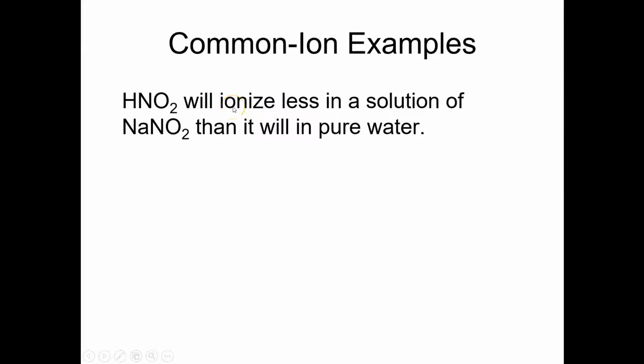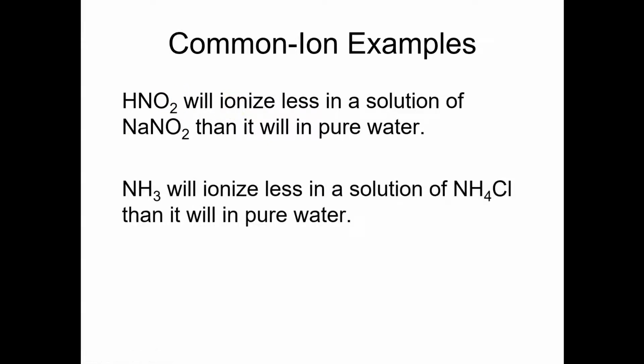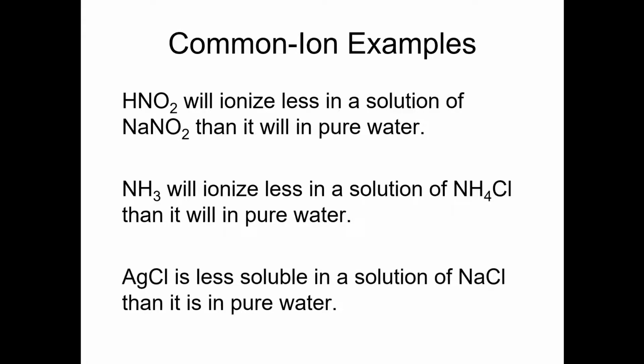Similarly, if I put ammonia into a solution of ammonium chloride, that's not going to ionize as much as it would in pure water because one of the products of the ionization of ammonia is ammonium. And so because that's already present, that again is going to push that back toward reactants. Silver chloride is less soluble in a solution of sodium chloride than it is in pure water, once again because chloride is one of the products of the dissolution process. If it's already in solution in some substantial concentration, that's going to push that equilibrium back toward reactants again.